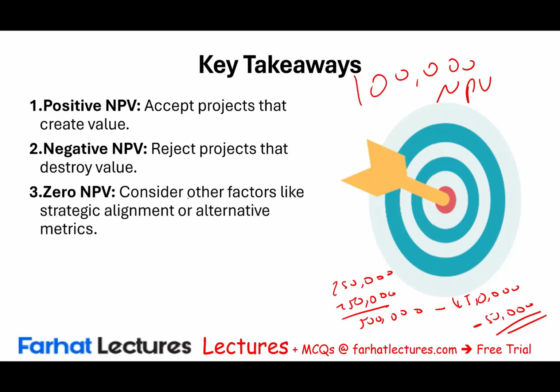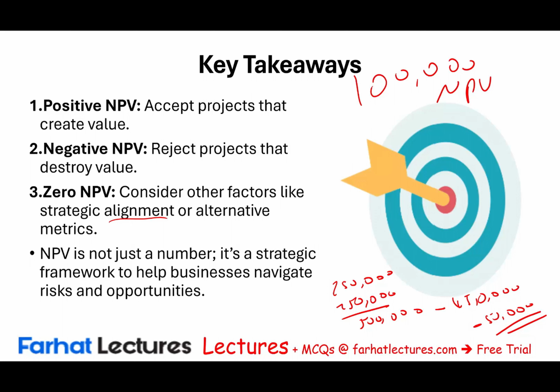Zero NPV, you're earning exactly your discount rate. That's basically what it is. You have to consider other factors like strategic alignment or alternative metrics. You have to look at other factors if it's zero. NPV is just a number. Remember, it's a strategic framework to help you make a decision, but not the complete picture. The complete picture, you have to take everything into account.